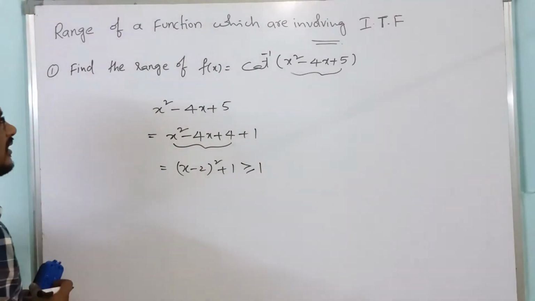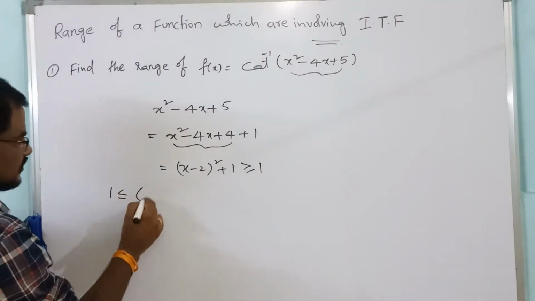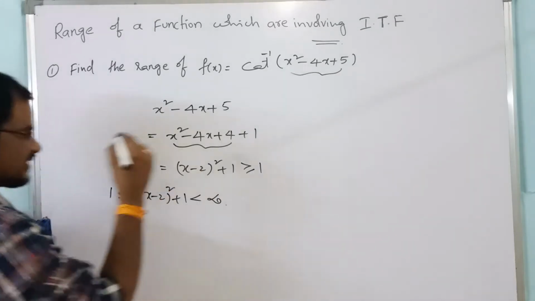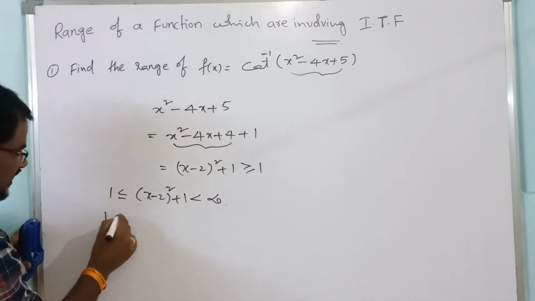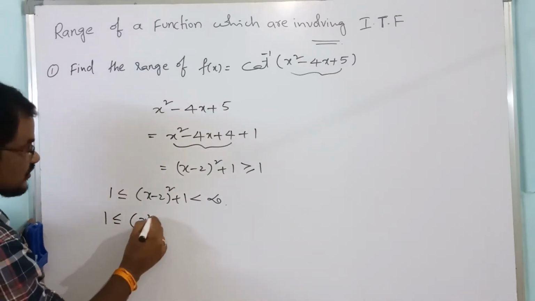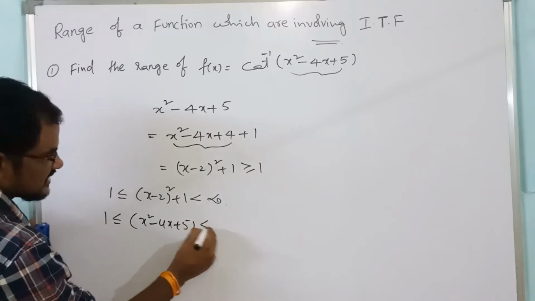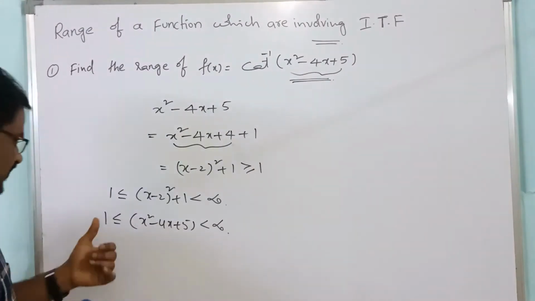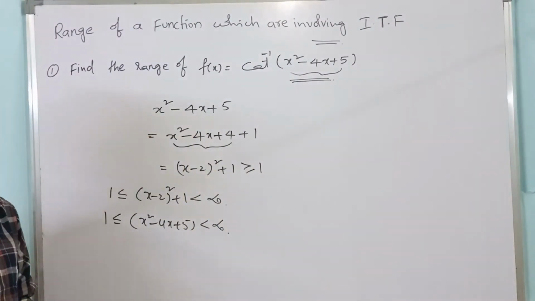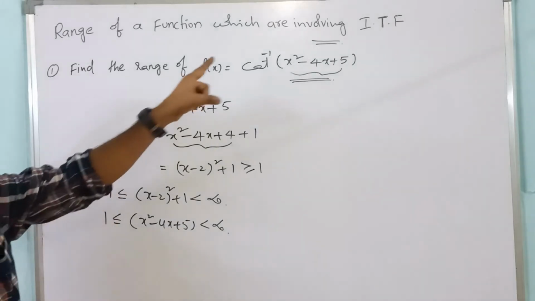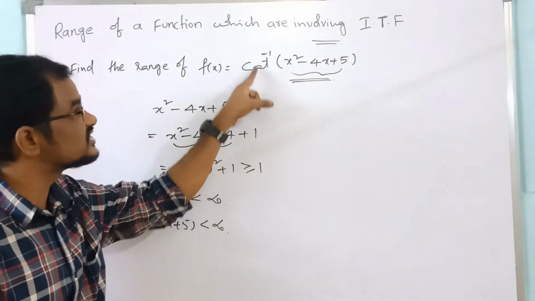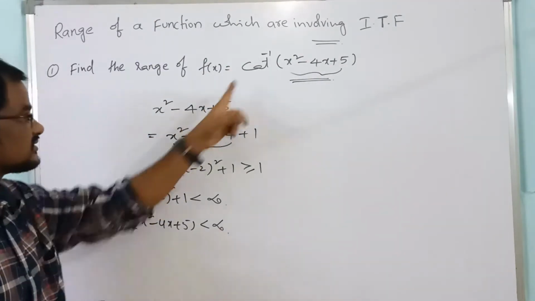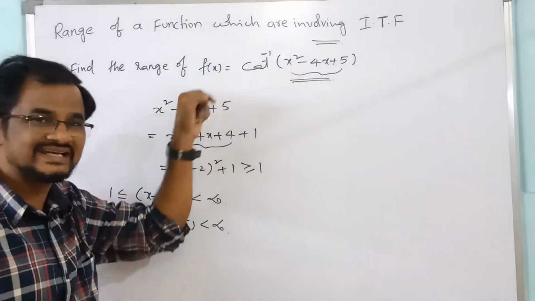Means 1 is less than or equal to x minus 2 whole square plus 1, which is less than infinity. So this is nothing but 1 less than or equal to x square minus 4x plus 5 less than infinity. This expression exists from 1 to infinity. For this, we should apply the function cot inverse. In this interval, this function is decreasing.